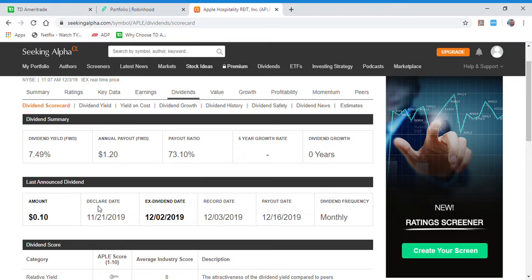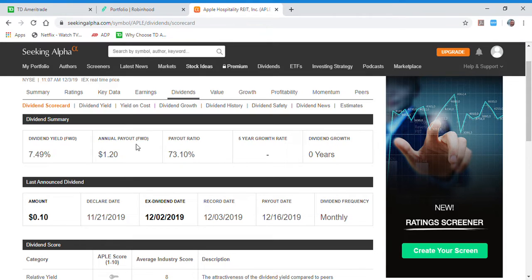Their declare date was 11/21. Their ex-dividend date was on December the 2nd. Record date December the 3rd. Remember, this is the own-by date. This is the date they record it, and make sure everybody's going to get a check, and they're going to pay out on December the 16th.